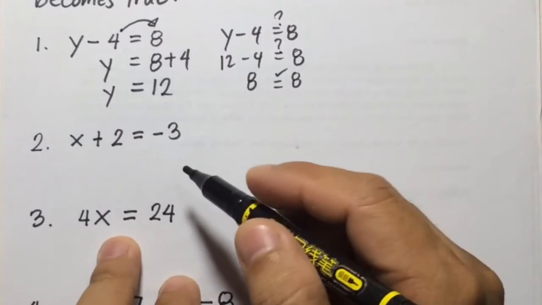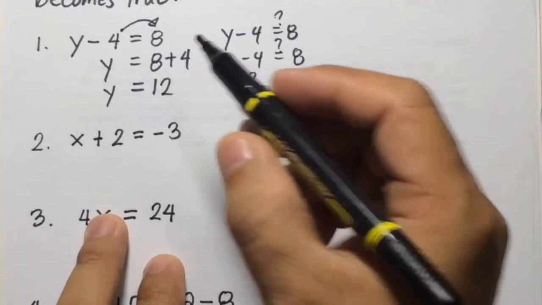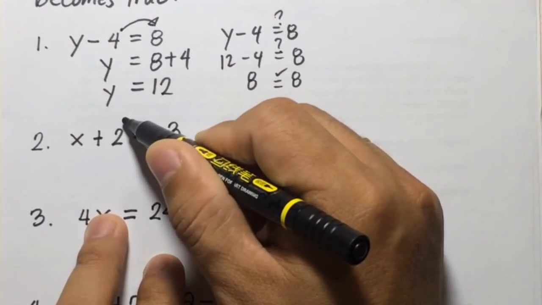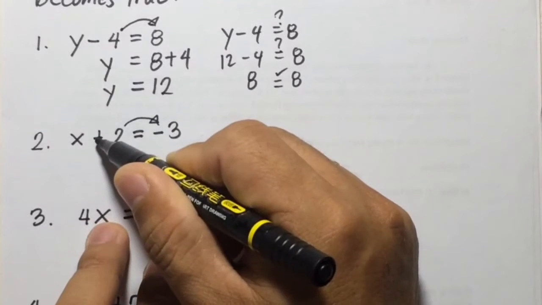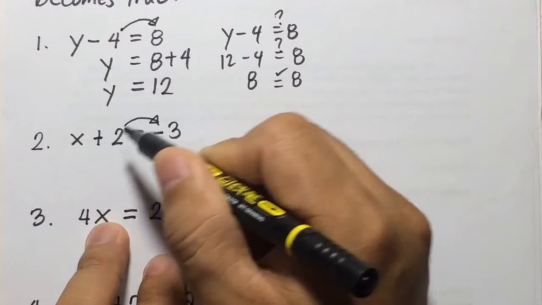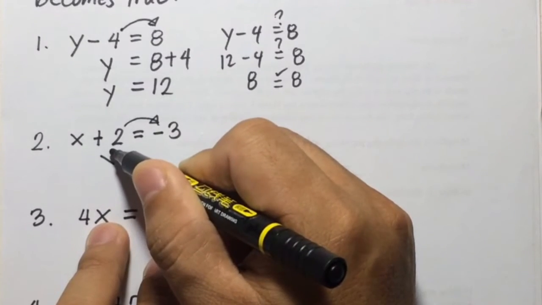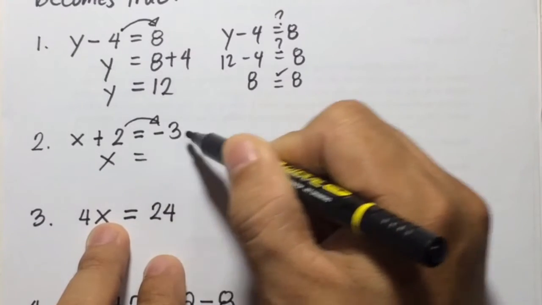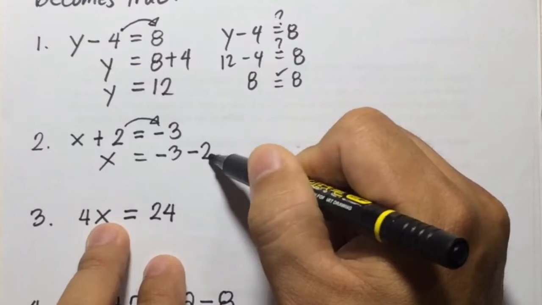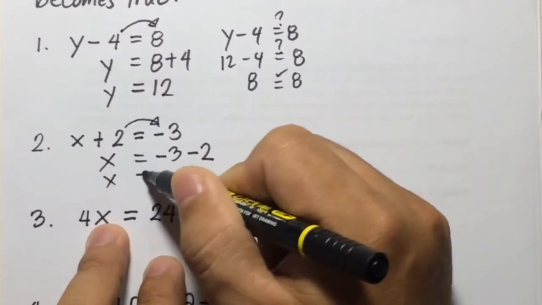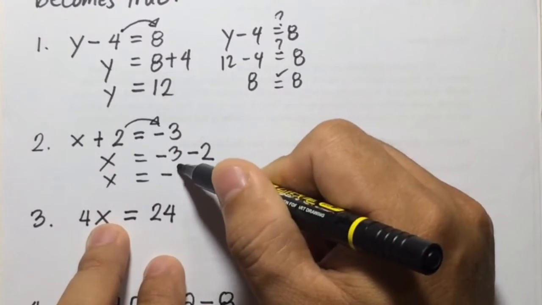Now number 2. x plus 2 equals negative 3. The same with number 1, you're going to transpose 2 to the right side. From positive 2, this will become negative 2. So you're going to have in the left side x, then this will become negative 3, then minus 2. The negative 3 minus 2 is negative 5.